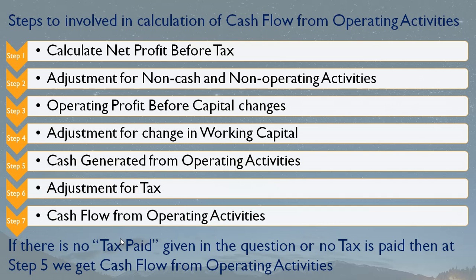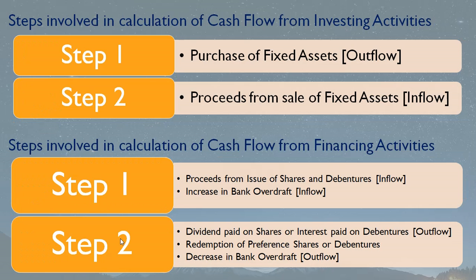Okay. Now the steps involved in calculation of cash flow from operating activities. How to calculate cash flow from operating activities, because this is quite tricky. It's quite a difficult one, because the calculation of cash flow from investing and financing activities is very simple. I have shown here step 1 and step 2. There is no hard and fast rule that this is step 1 and this is step 2. It can be step 1 and can be step 2. It is just for your reference.